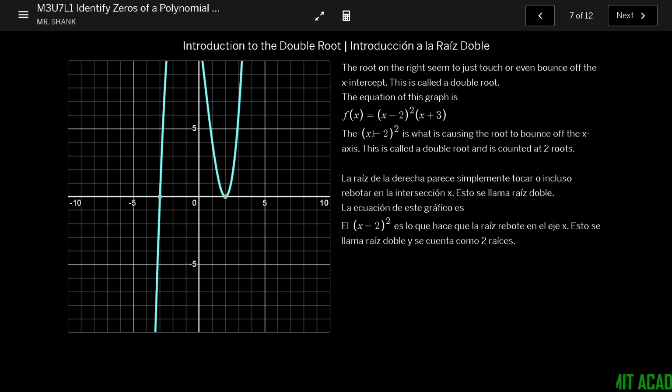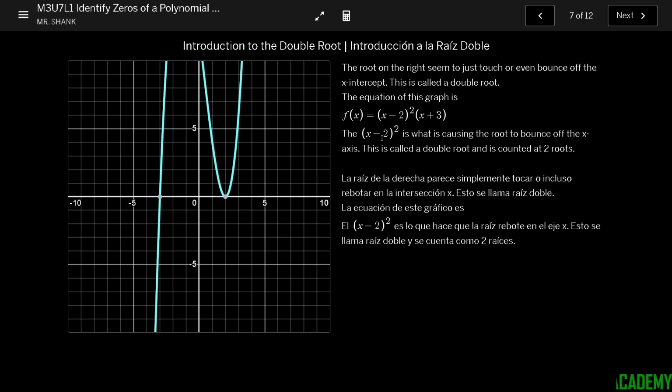But I need to say that I have to have an exponent 2 to show that it has another curve at that point. It says the root on the right seems to just touch or bounce off of the x-intercept. This is called a double root. So the equation of this graph is f of x equals (x minus 2) squared times (x plus 3).